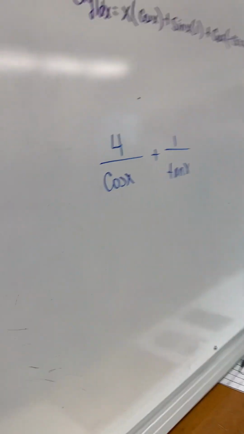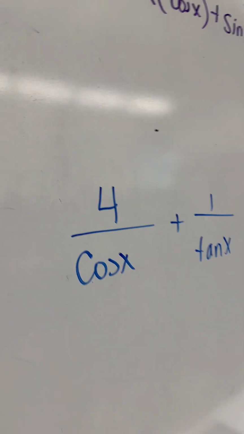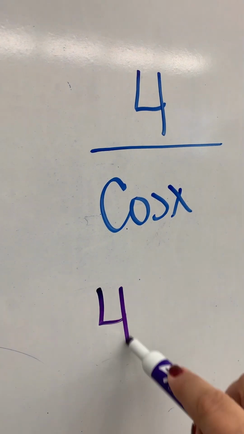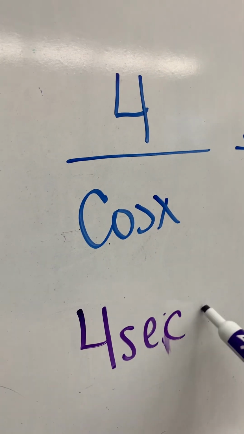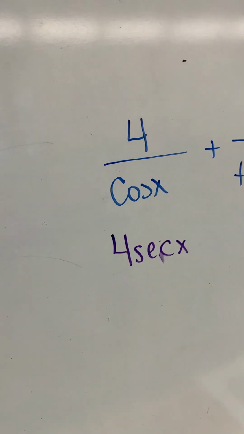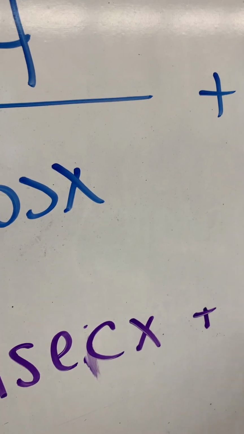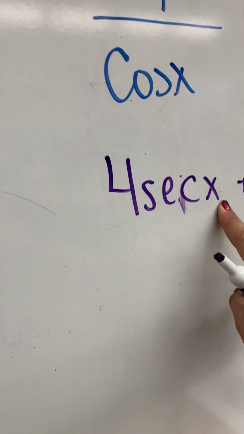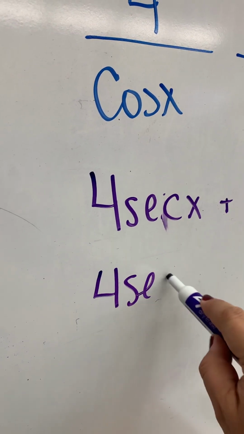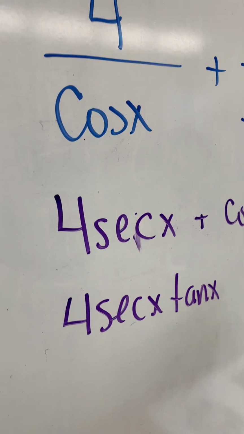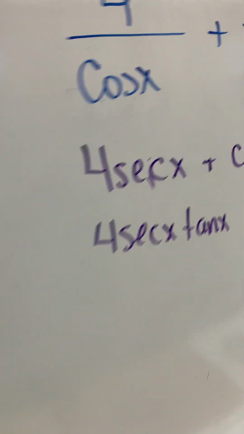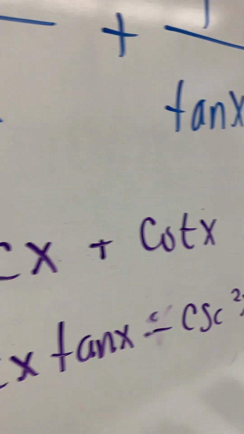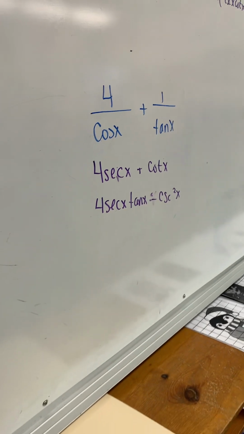And then this one here. Can I rewrite that so I'm not using the quotient rule? I can rewrite this to 4 secant x. And I can rewrite the 1 over tangent to cotangent x. Now find the derivatives. The derivative of this would just be 4 secant x tan x, because that's the derivative of secant, plus the derivative of cotangent, so minus negative cosecant squared x. And I'm done.